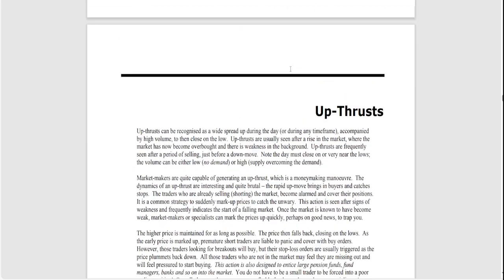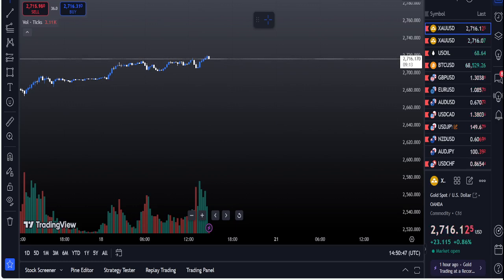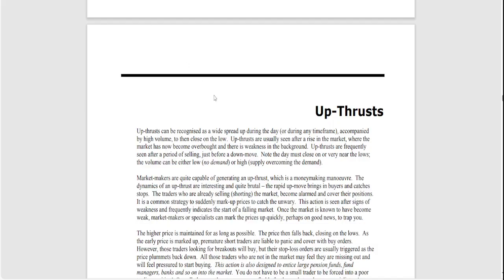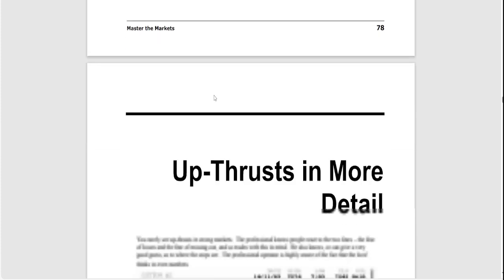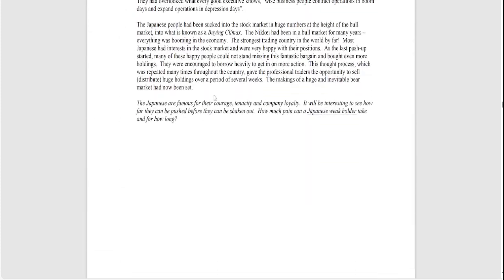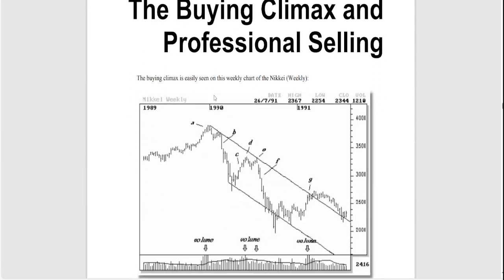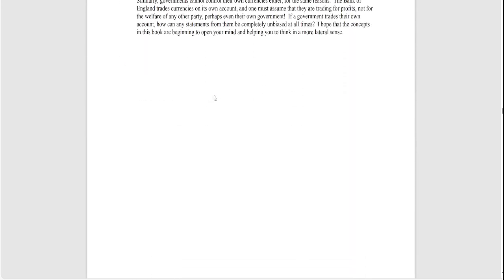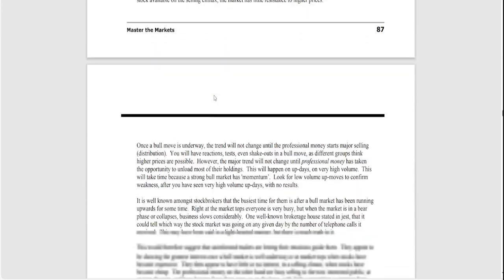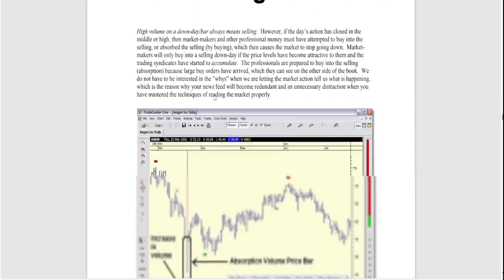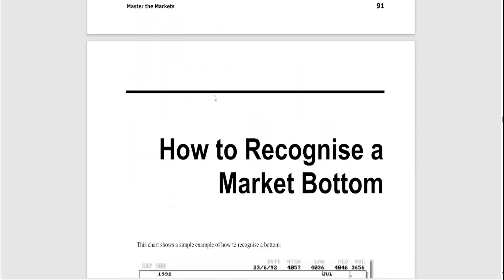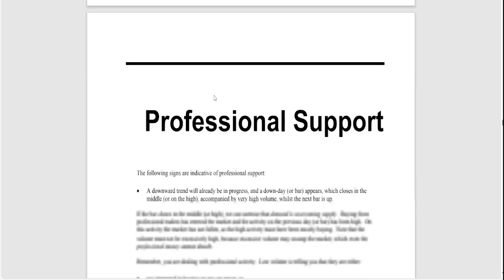Then there is an upthrust thing, one of the favorite indicators of VSA. Just read these things. Buying climax, selling climax. Just read these things. You have to read this book 3 to 4 times.